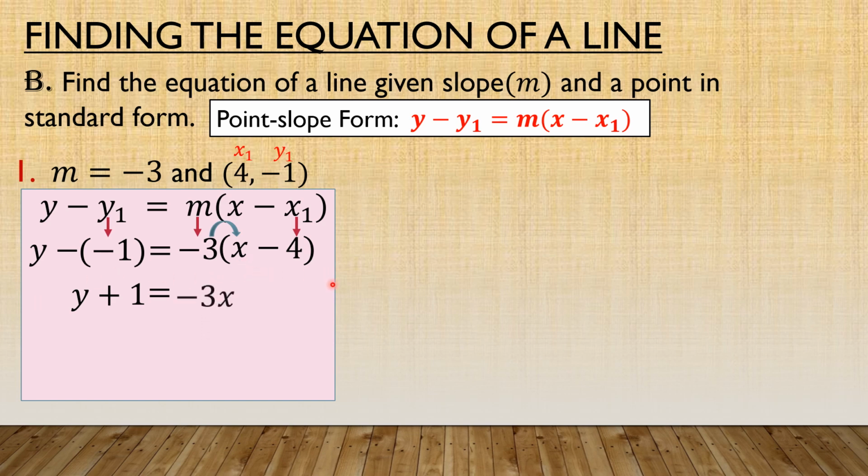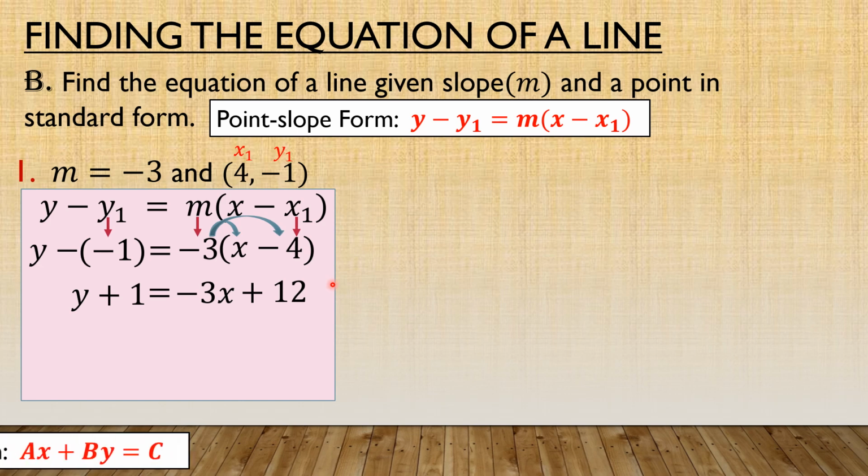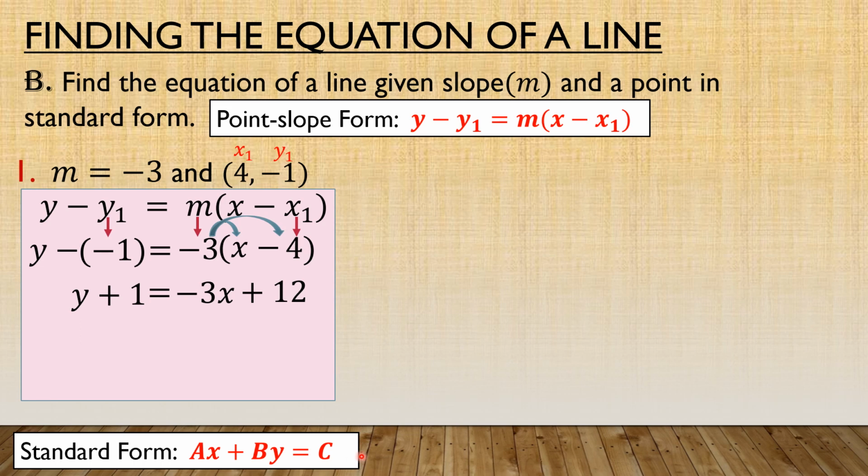So we have negative 3 times x is negative 3x. We also have negative 3 times negative 4. Negative 3 times negative 4 is positive 12. Okay, so ilalagay na lang natin. Again, ilalagay daw natin sa standard form. And the standard form is written in this way. So we have ax plus by equals c.